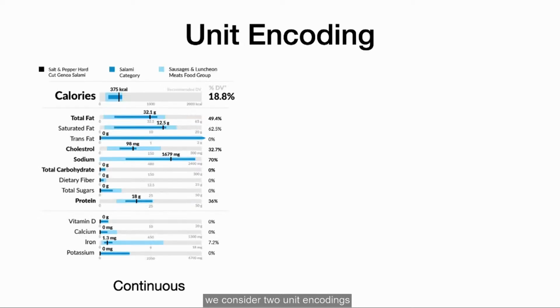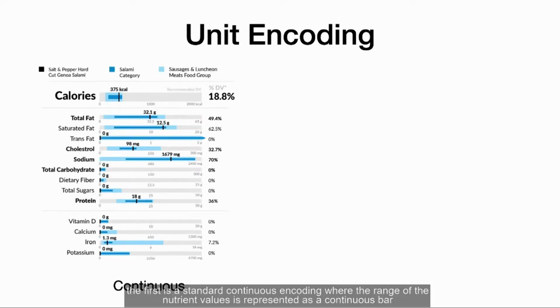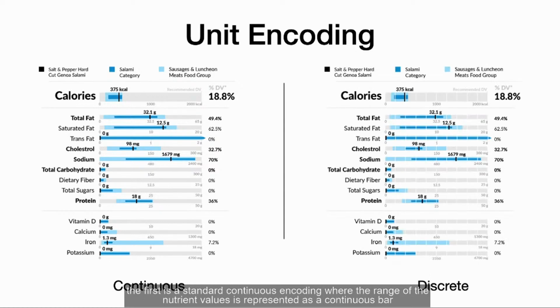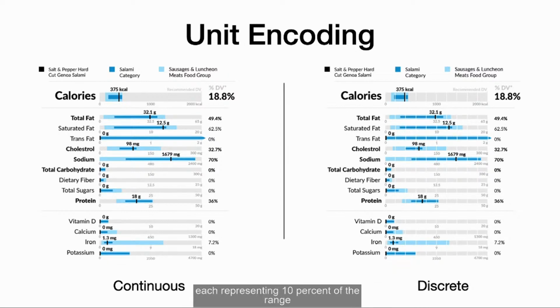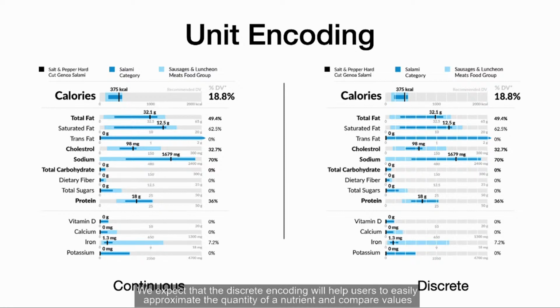In addition to considering two layouts, we consider two unit encodings. The first is a standard continuous encoding, where the range of the nutrient values is represented as a continuous bar, while the second is a discrete encoding, where each bar is divided into 10 individual segments, each representing 10% of the range. We expect that the discrete encoding will help users to easily approximate the quantity of a nutrient and compare values.